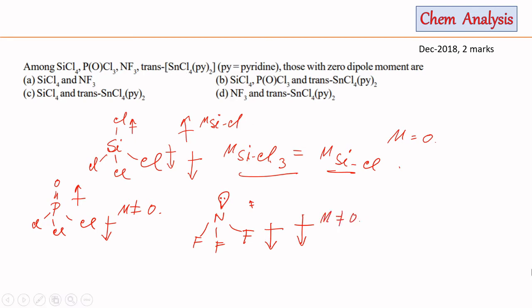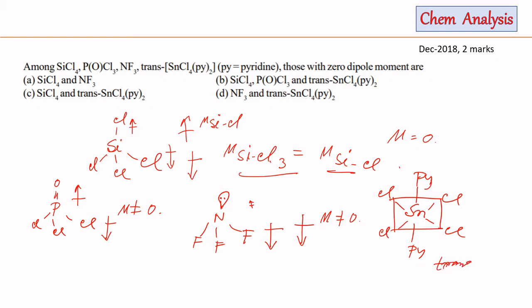And for the last case, trans SnCl4 Py2, that means it will be an octahedral complex, this is a trans complex since two Py ligands are in trans direction, and in this case the dipole moment corresponding to this Sn-Cl bond will be cancelled out by this Sn-Cl bond, and similarly the dipole moment corresponding to this Sn-Cl bond will be cancelled out by this Sn-Cl bond.